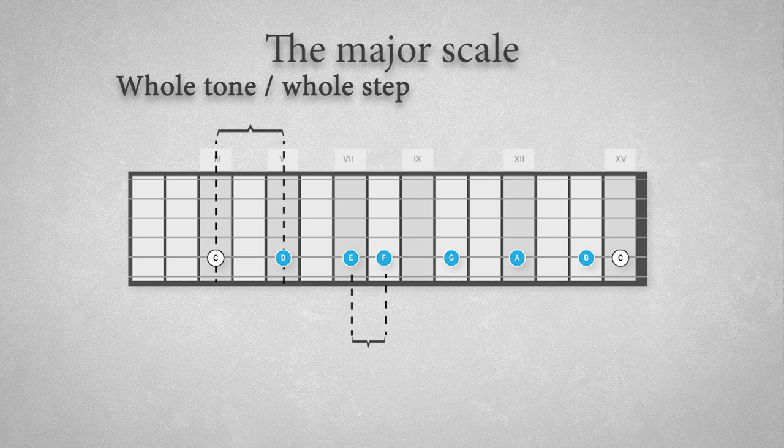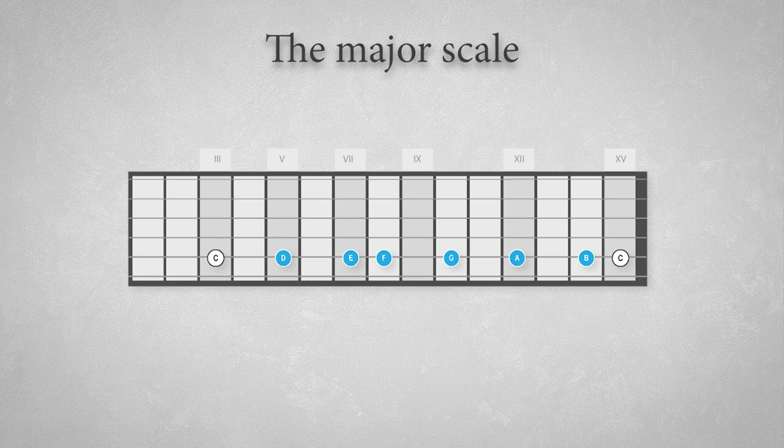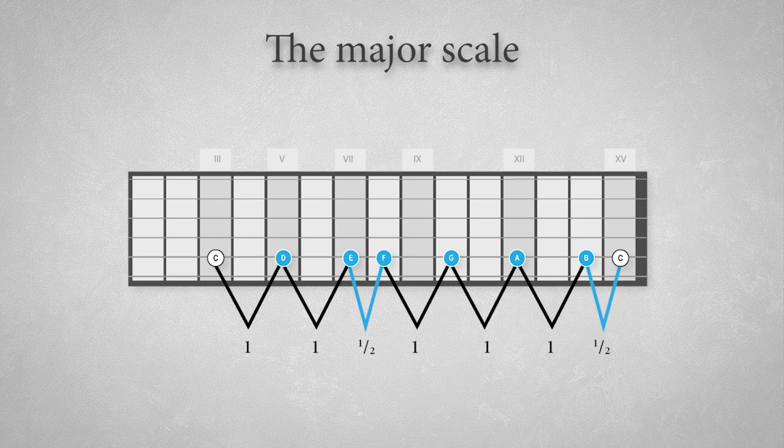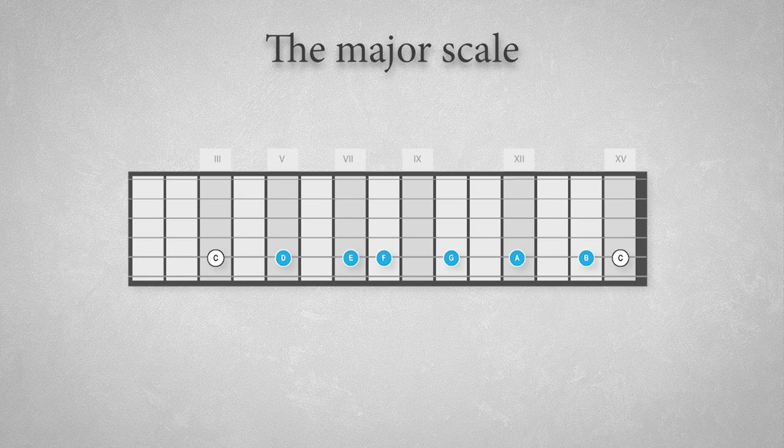Now, the pattern that emerges is a whole tone, half tone, a whole tone, a whole tone, a whole tone, and a half tone. Now, exactly this order of whole tones and semitones, or whole steps and half steps, if you like, makes up the sound of this scale. And we may call this scale a major scale, the C major scale. It has a particular order of tone distances that defines this major scale.